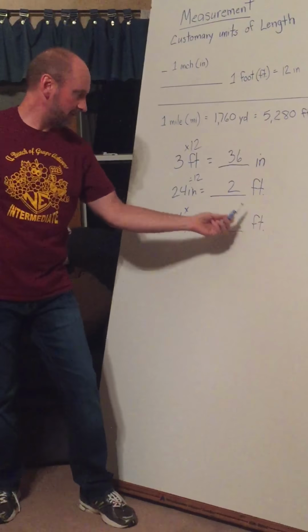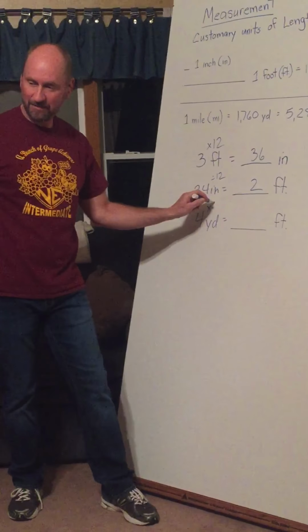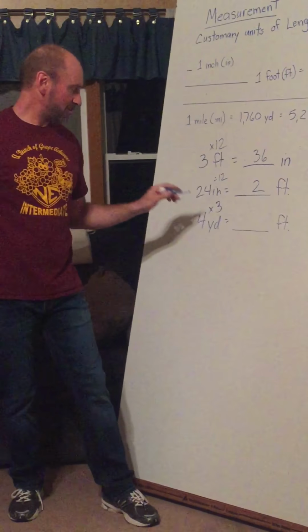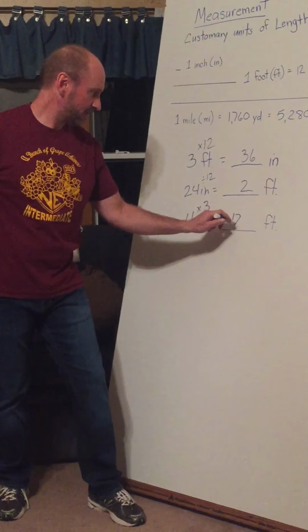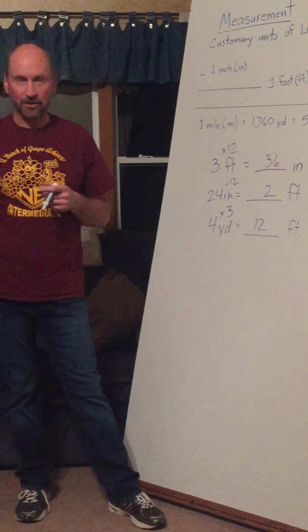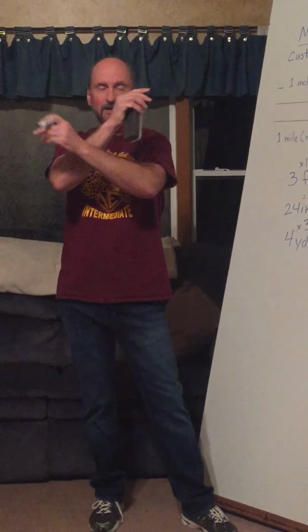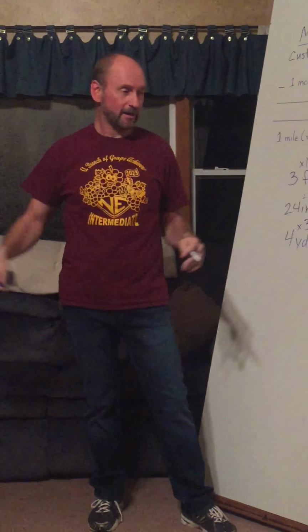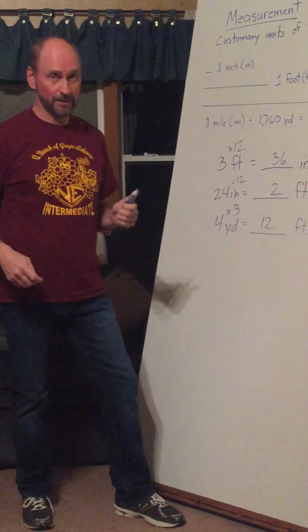And how many feet are in 1 yard? What do you think, Lucy? How many feet in a yard? 3. Good job, 3. So we're going to multiply 4 yards times 3 feet in every yard. That equals 12 feet. So all you have to do is remember, if you're going from a larger to a smaller, you're multiplying. If you're going from a smaller to a larger, you are dividing. And then just multiply or divide by how many units are in the other one.